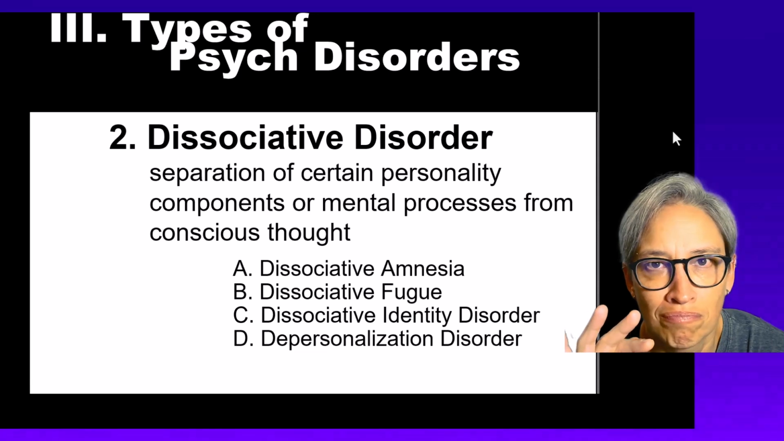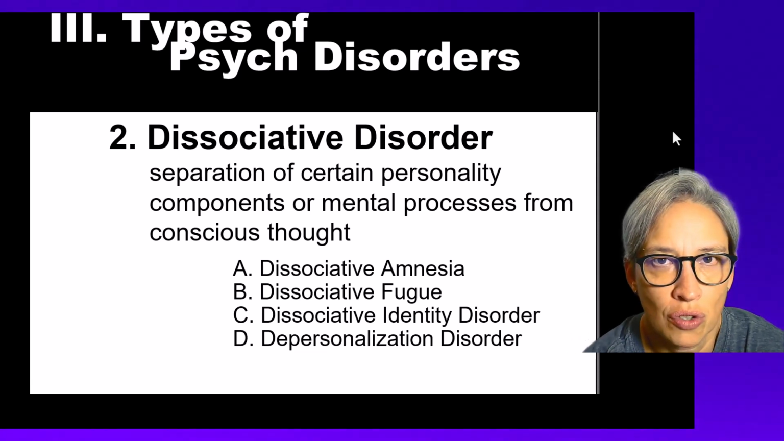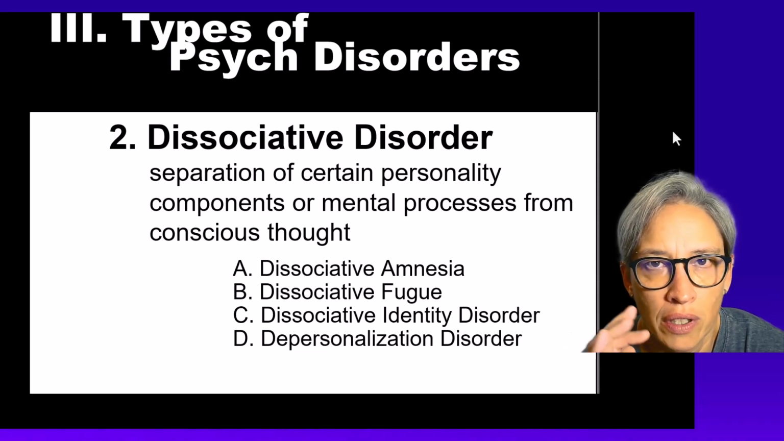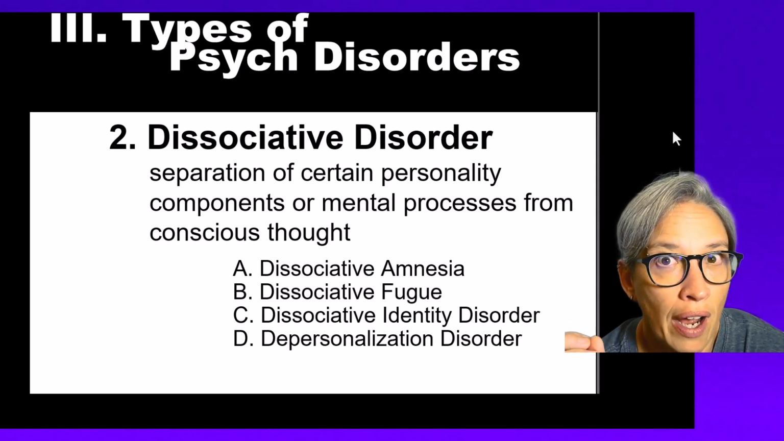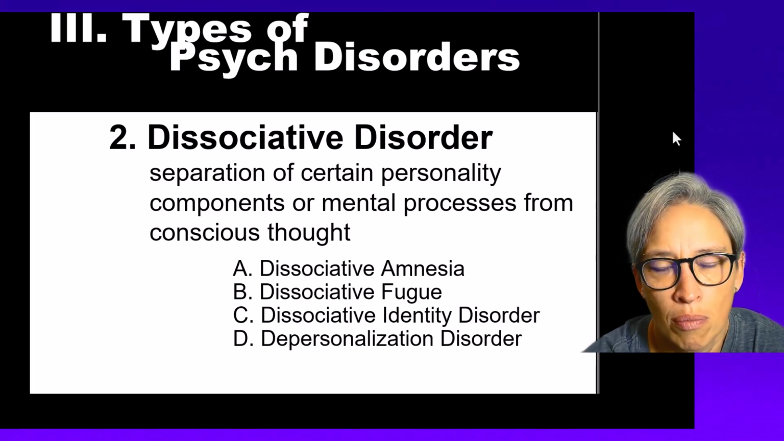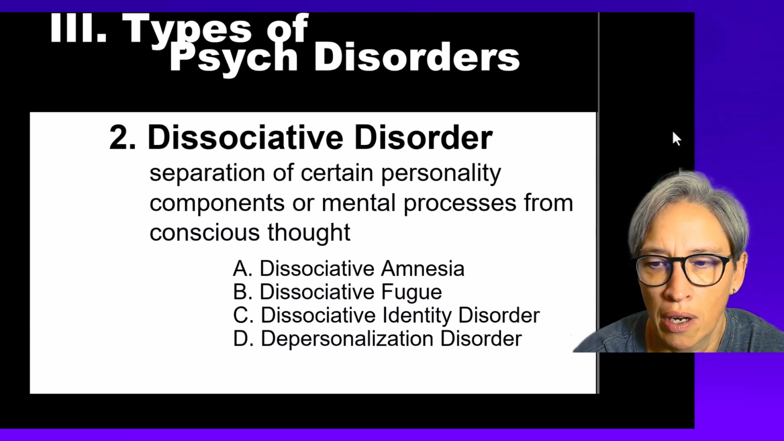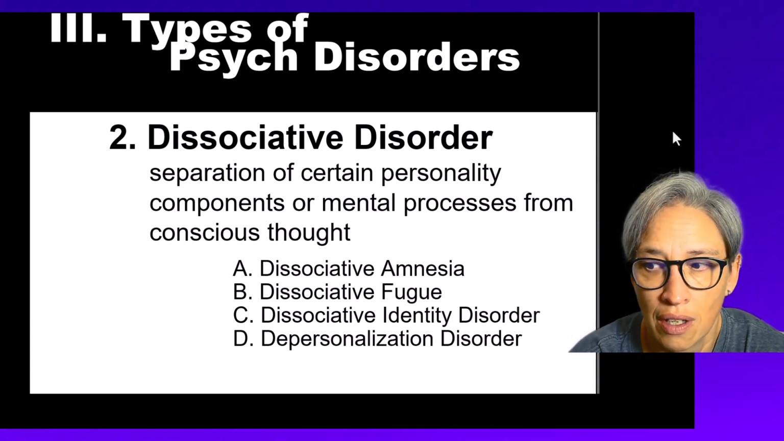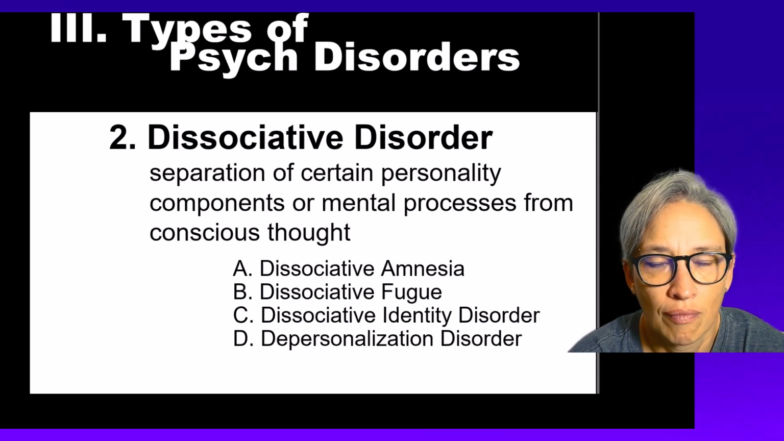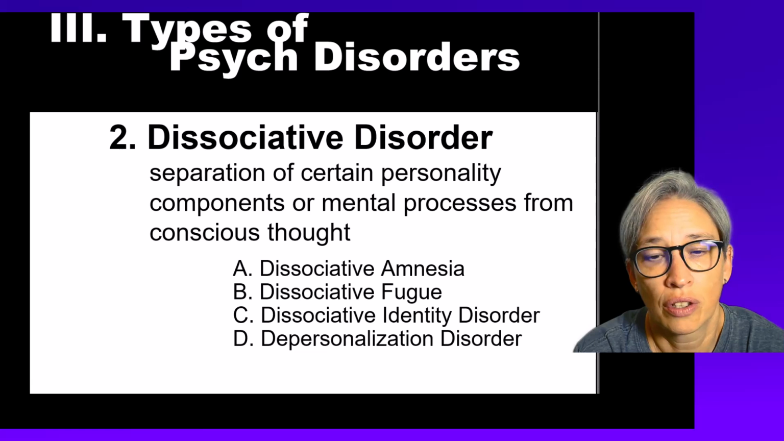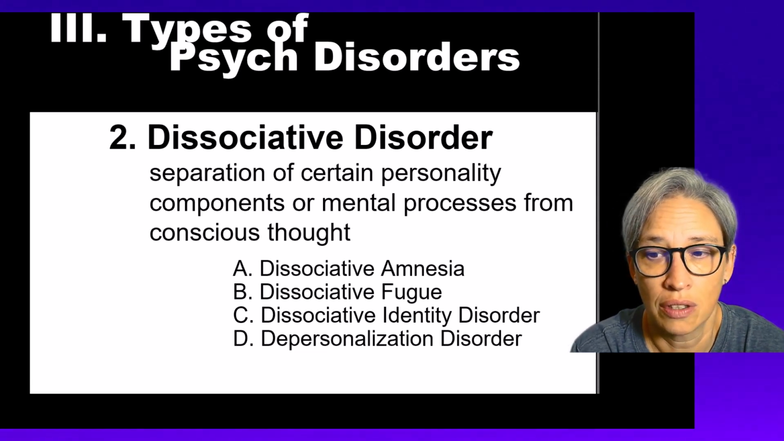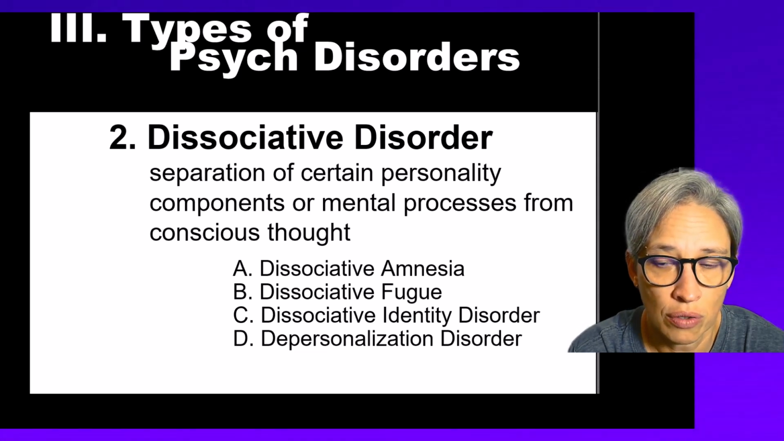Dissociation is when we are not actually conscious of what's going on because our procedural memories just put us on autopilot. We don't know what we're doing because we don't have to pay attention to what we're doing. Dissociation is the separation of certain personality components or mental processes from conscious thought. In these situations, dissociation is normal. However, when dissociation occurs as a way to avoid stressful events and situations, it might be a psychological disorder.